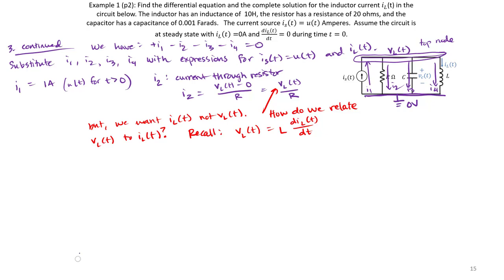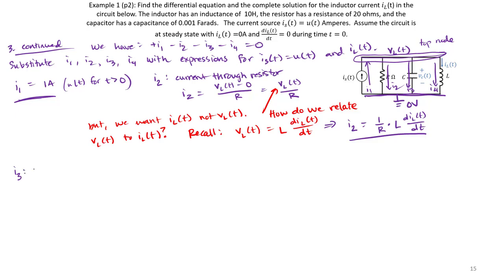So therefore, we can substitute in, and we can write that our current I2 can also be written as simply 1 over R times L dIL of t dt. So notice now we have our current I2 in terms of our inductor current IL. So we have completed I1 and I2. Let's now find an expression for I3.